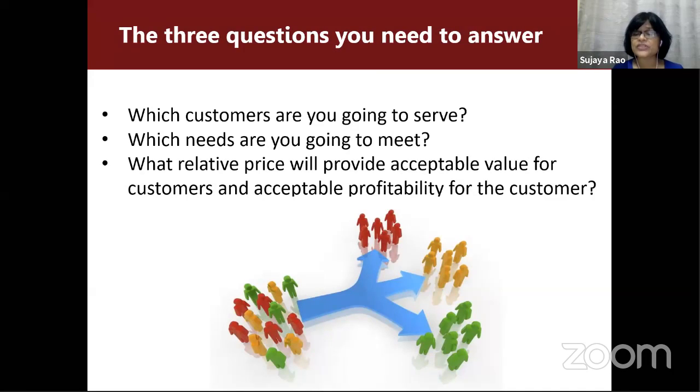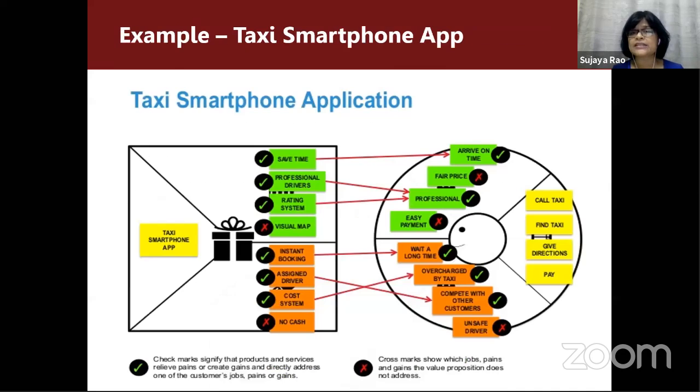All right. Because somewhere down the line, you're building your business to get some wealth in, some profit in. So here there is much to consider. And this is the example that we were talking of. All the few jobs, very sparsely done. Call taxi, find taxi, give directions and pay. This is what I want. Okay. Waiting for a long time, overcharged by taxi, compete with other customers, unsafe driver.